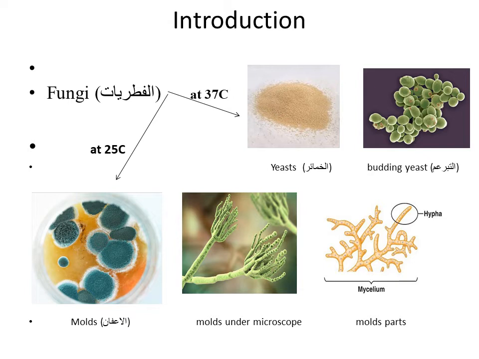Some fungi are dimorphic, which means they occur as a combination of both forms. So, the definition of dimorphic fungi is fungi growing as yeast or spherules in vivo, as well as in vitro at 37 centigrade, but as molds at 25 centigrade.